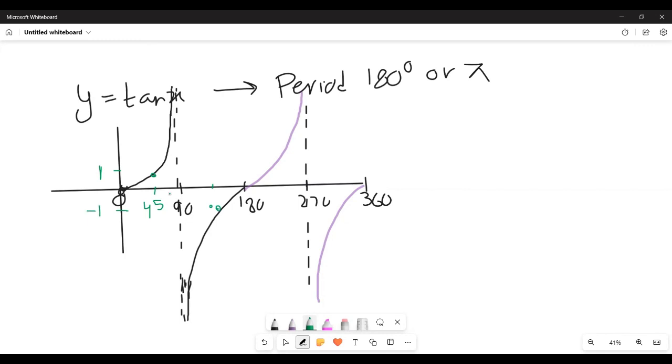But I hope you get the idea that this is 135. Another 45 degrees beyond 90, you get a minus.